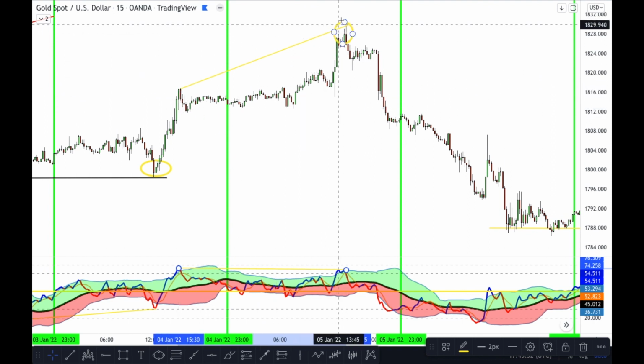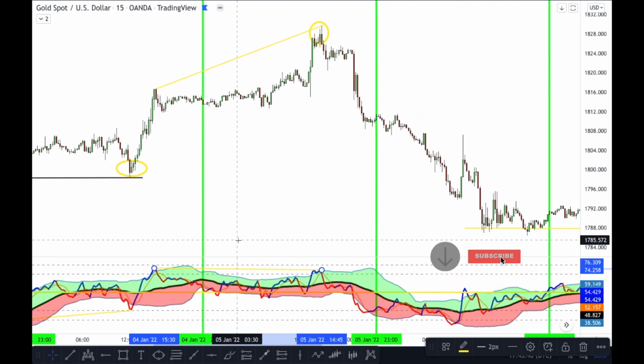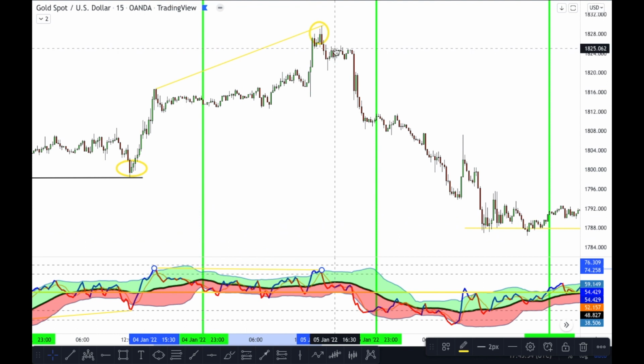And we saw a nice entry when the shark fin came out of the TDI here for an entry into this pair. I will be showing you the settings for the TDI at the end of the video, so make sure you watch all the way through, so you're going to be able to find out the settings for the TDI. So now we can see as we go further down what we're looking for.